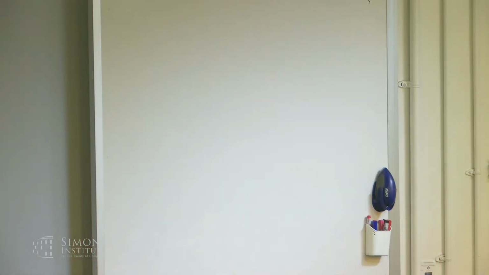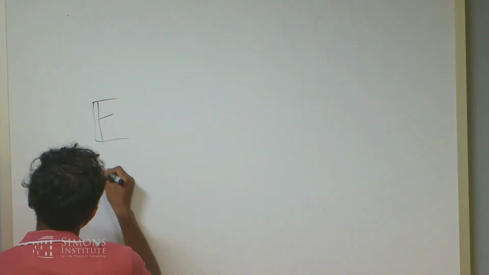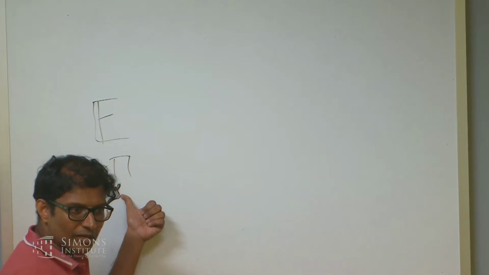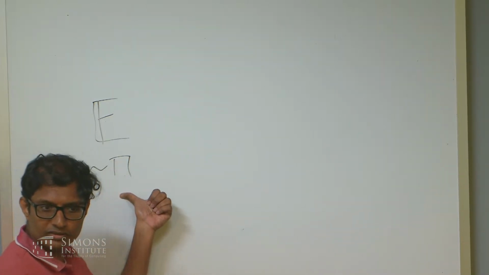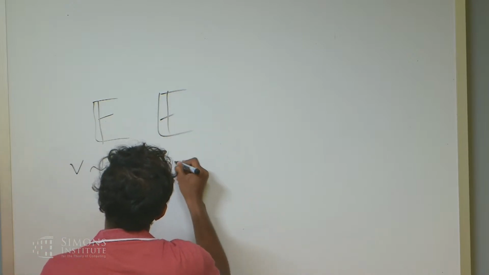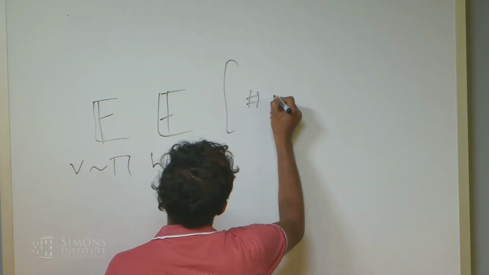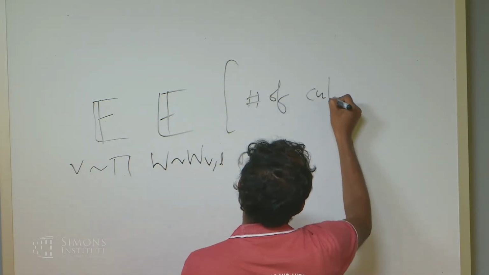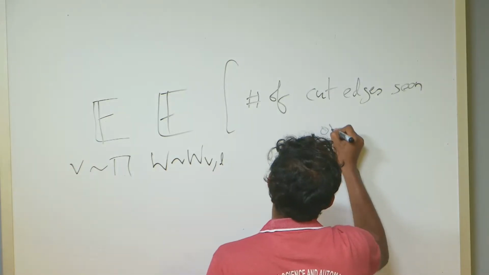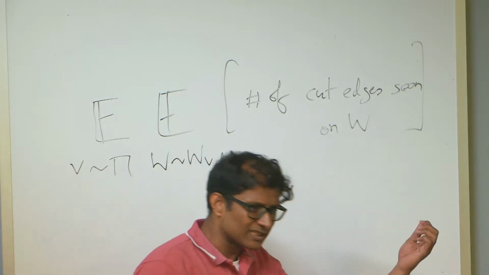So I'm interested in the following expectation. I pick some vertex V from the uniform distribution. Since my graph is d-regular, the uniform distribution is also the stationary distribution of random walks. I'm interested in sampling an L-length walk from the start vertex, and I want to think about the number of cross edges that you see on this walk W. So I'm doing one specific walk.